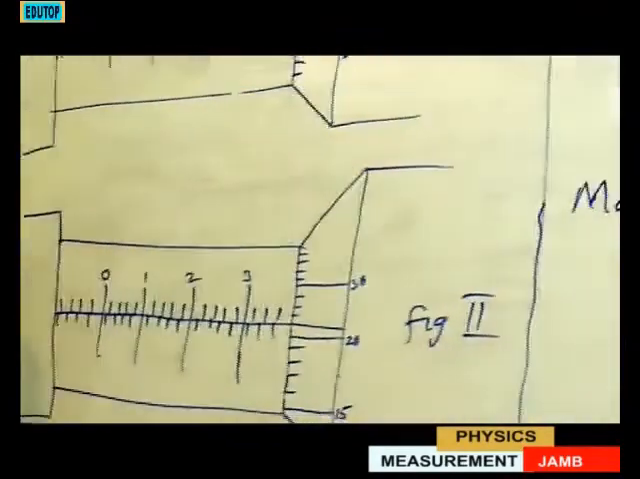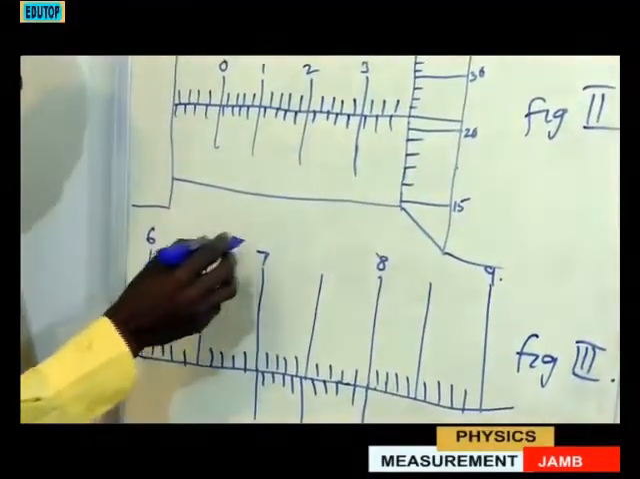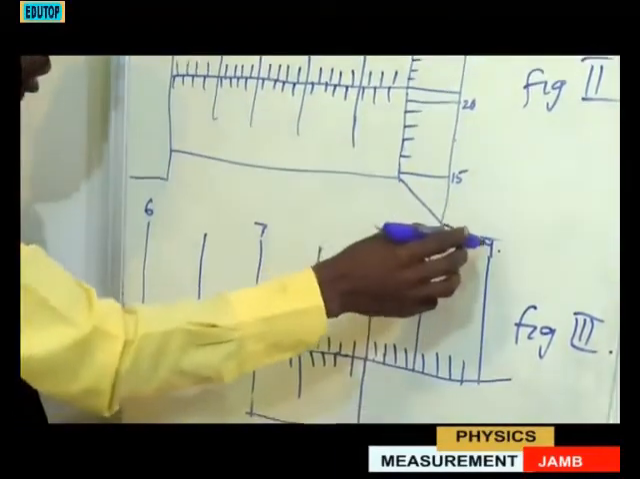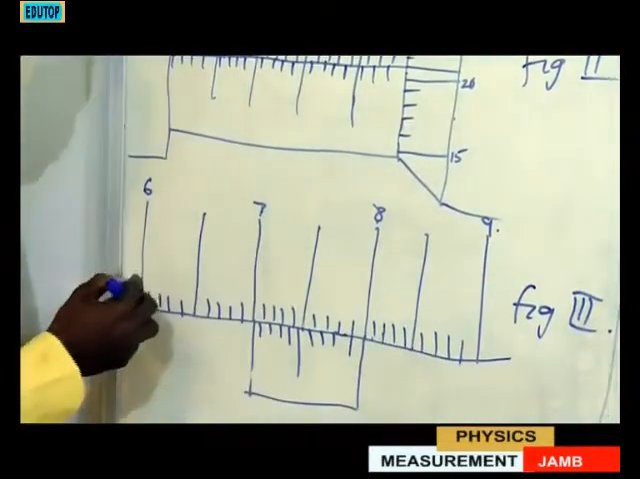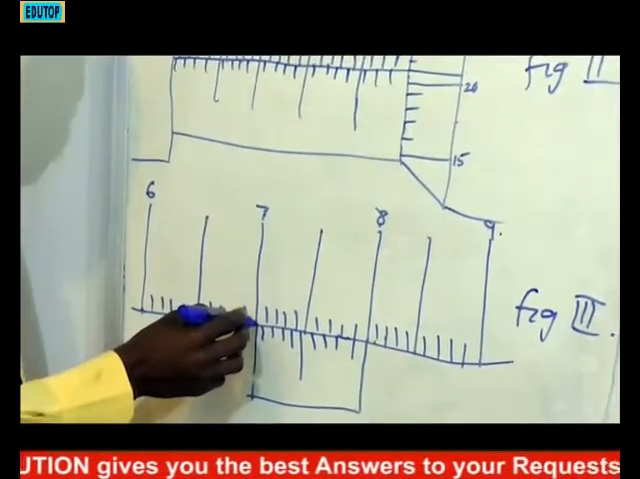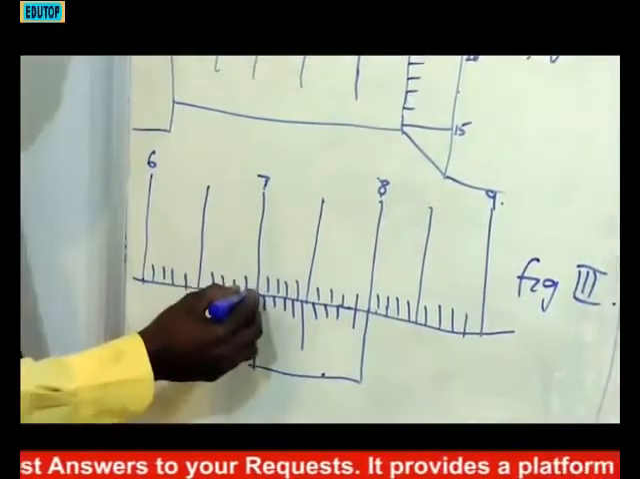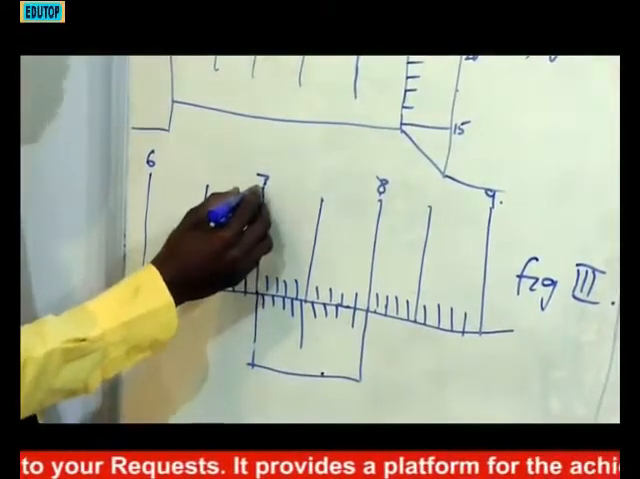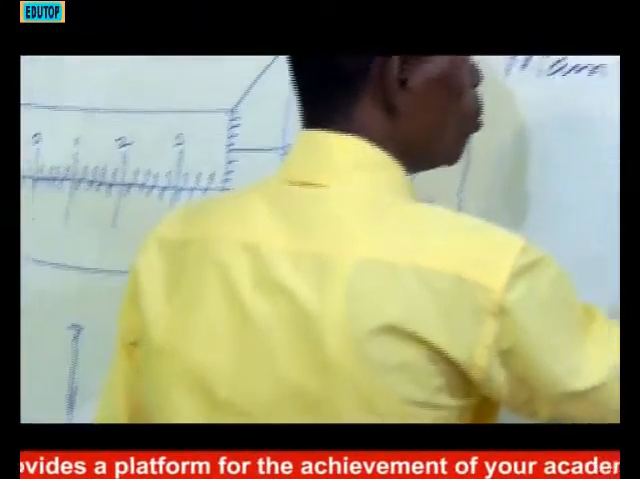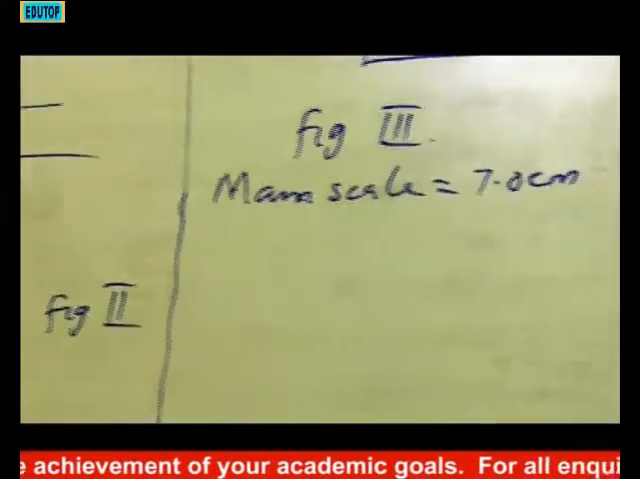Main scale. This is the main scale. This is 6, 6.5, 7, 7.5, 8, 8.5, 9. But we don't need all this. You are taking your measurement from the beginning here, the last line to where you will get to the vernier scale. That is where you stop. 6. Before you get to the vernier scale, we have another one, 7. So for the main scale now, we are having 7.0 centimeter.